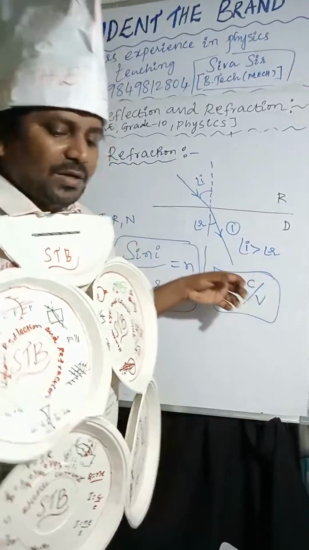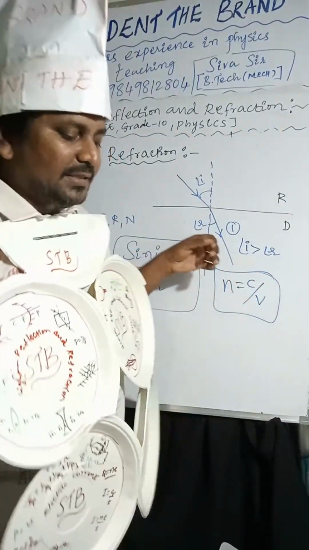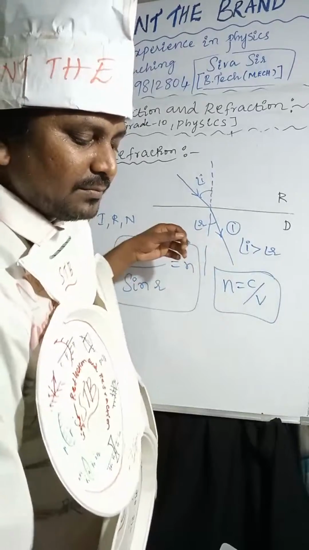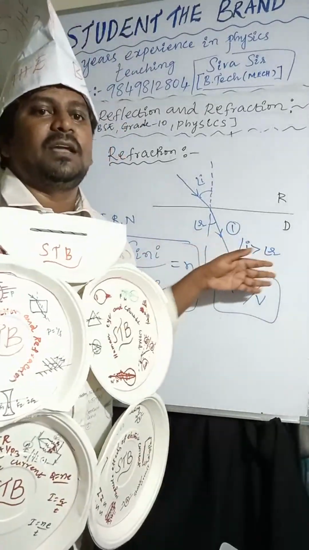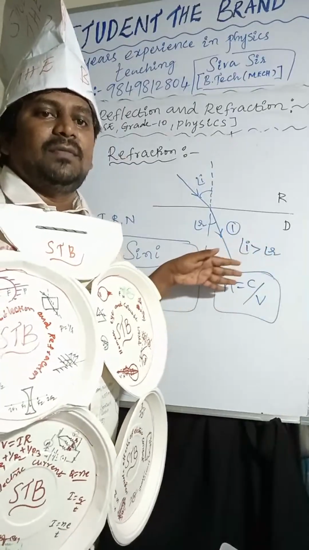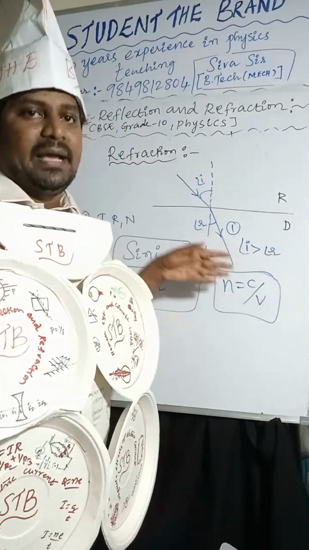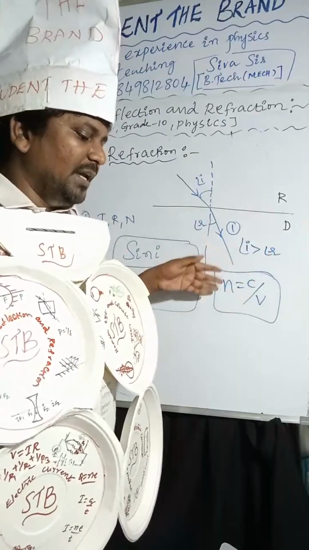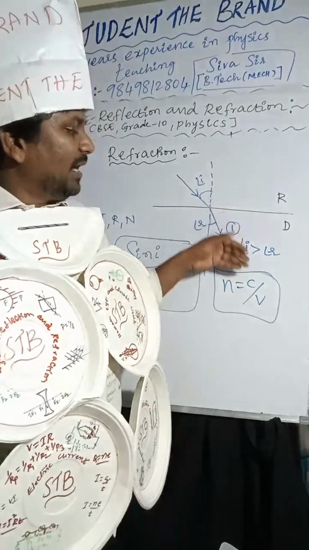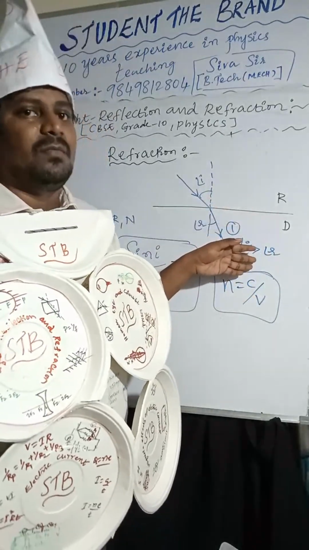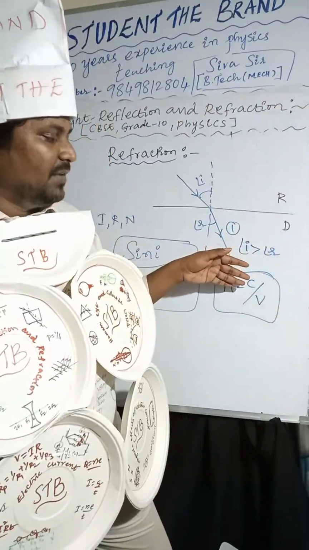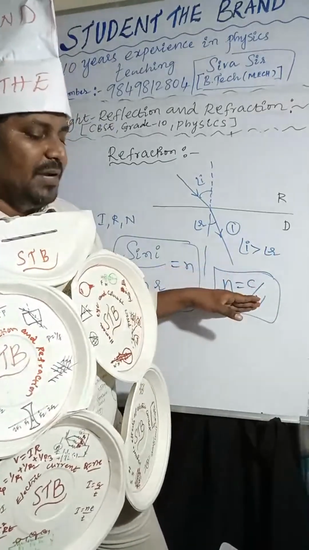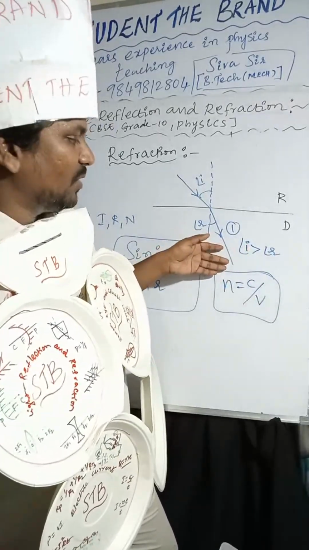So n equals C by V. Yes, Snell's law. N equals C by V, the speed of light in vacuum or air by the speed of light in medium.